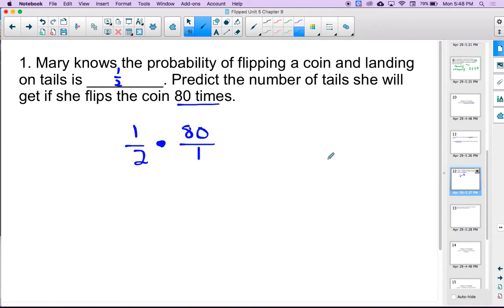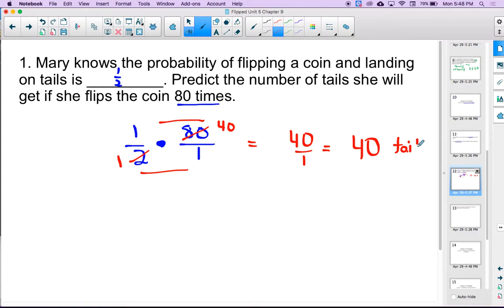Remember, whole numbers have to be turned into fractions before we can multiply. Let's check to see if we can simplify on the diagonal before we multiply. So 1 and 1, nothing I can simplify there, but we've got 2 and 80. We can divide a 2 out of both of those. 2 divided by 2 is 1. 80 divided by 2 is 40. Now we multiply straight across. 1 times 40 is 40. 1 times 1 is 1. We can simplify that to be just the whole number 40. So that means out of 80 total coin flips, we expect to get tails 40 times.